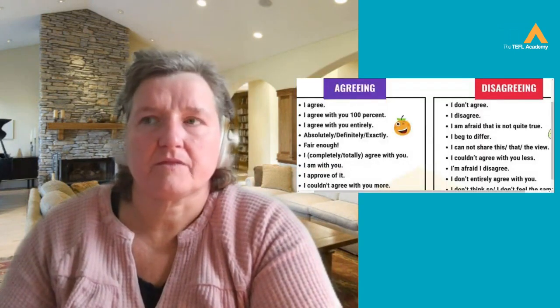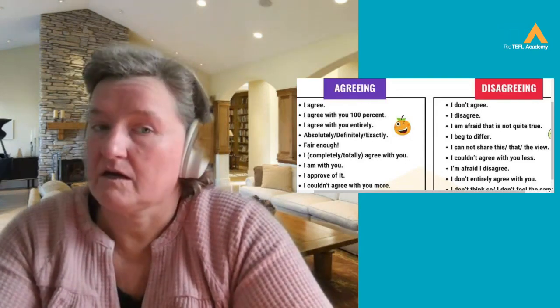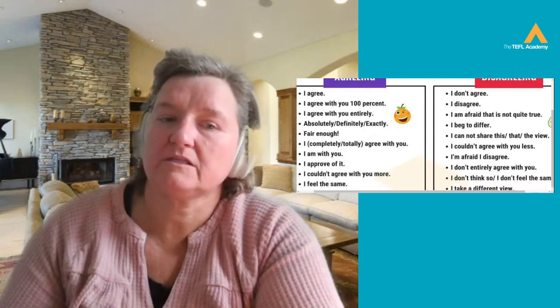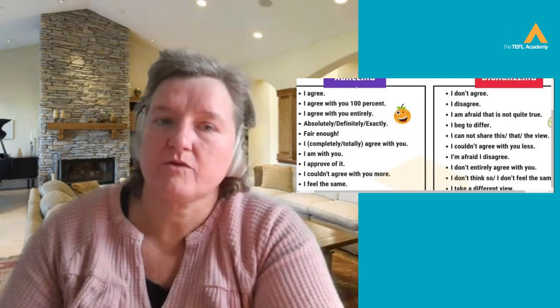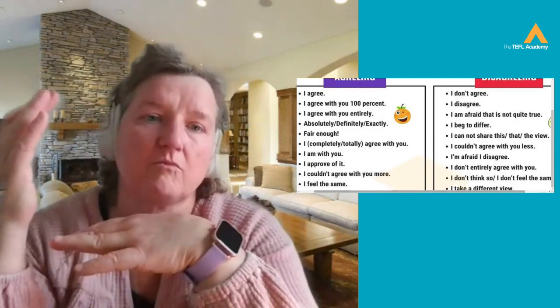That one is a little bit tricky because it has the word entirely, and it looks like it's agree, but it's not, right? So I don't entirely agree with you is disagree. How about I couldn't agree with you more? That's a little bit tricky, right? Because of couldn't it seems like it's negative, but it actually means I agree with you, because I already agree with you 100%. I cannot agree with you more, right?